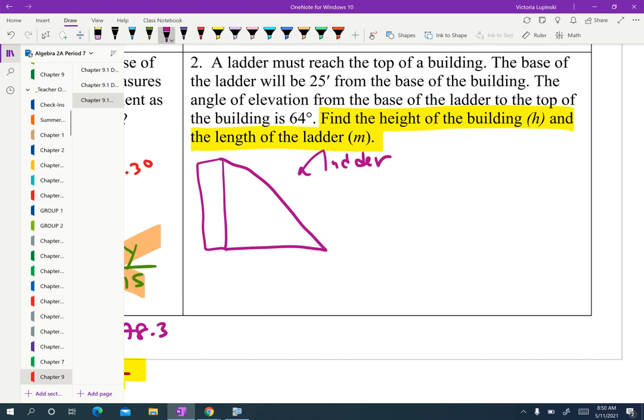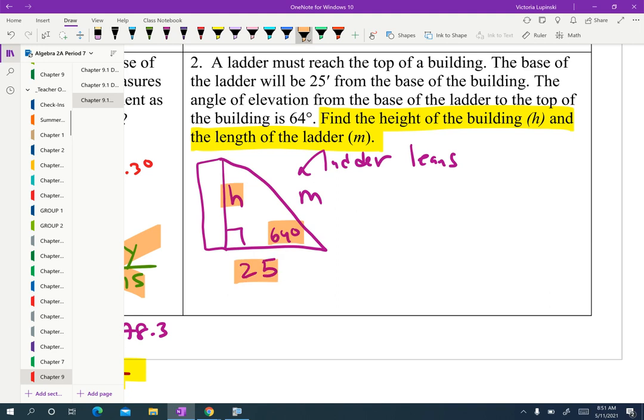Hopefully, if you've ever seen a ladder in action, a ladder leans. So that's why it is your diagonal. And they're telling you to call that M. They're telling you to call the height of the building H. You would hope that buildings are built perpendicular to the ground with a right angle, or else that would be a bit of a mess. The base of the ladder is 25 feet away, and the angle of elevation is 64 degrees. You have to solve for M and H, and you're going to do them one at a time. Doesn't matter which one you choose to start, I'm going to solve for H.